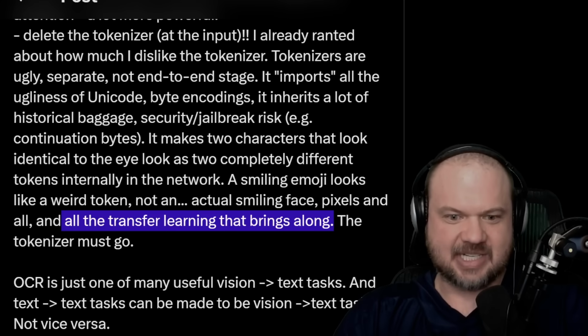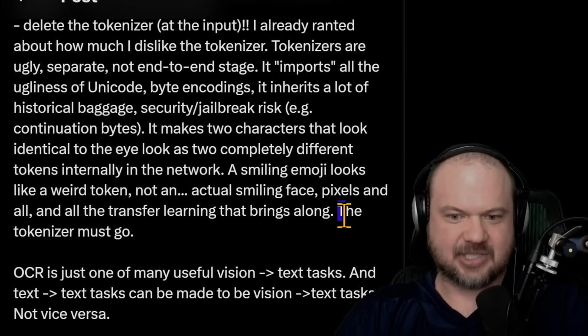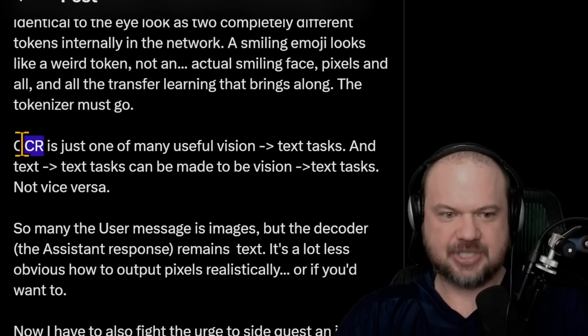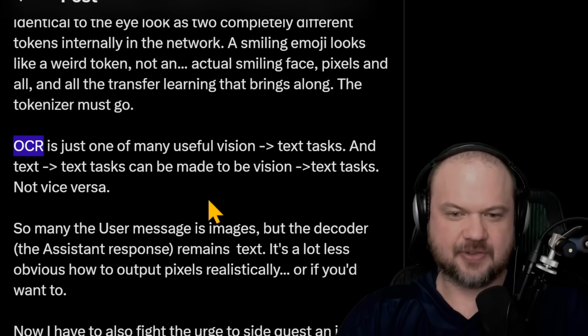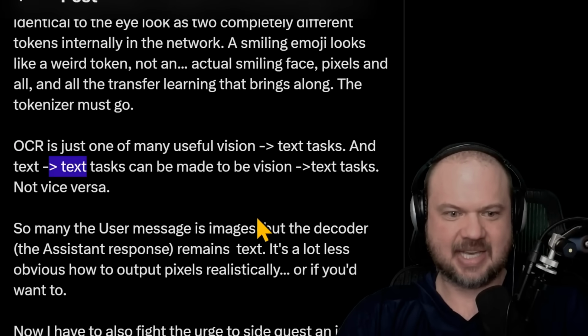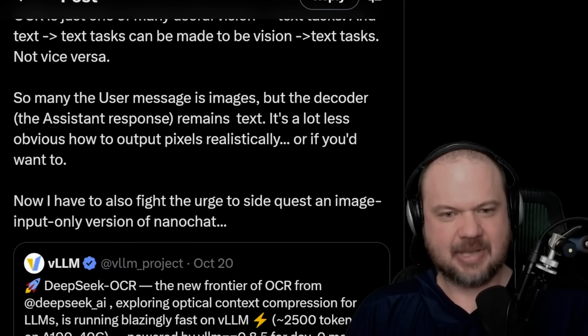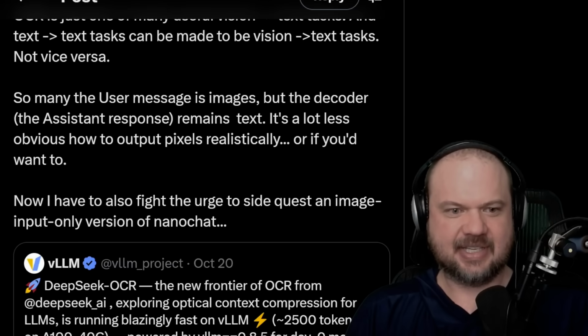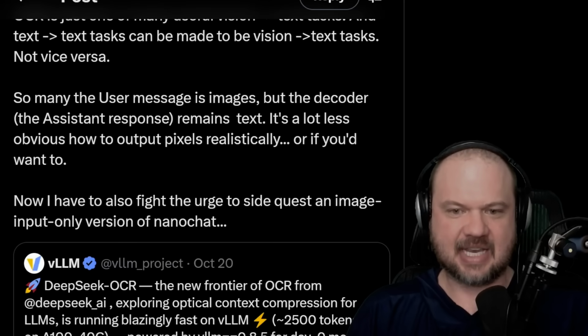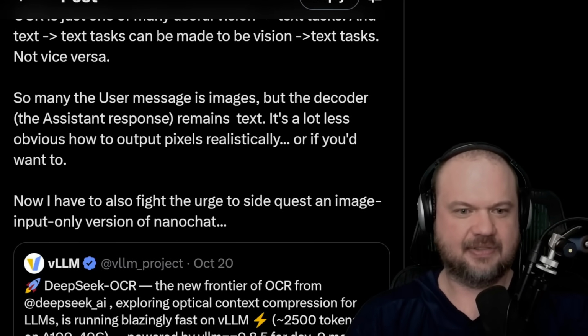So Andrej continues here that the tokenizer must go. The OCR is just one of many useful vision-to-text tasks. And a text-to-text task can be made into a vision-to-text task, not vice versa. So many user messages are images, but the decoder, the assistant response, remains text. It's a lot less obvious how to output pixels realistically, or if you'd want to.